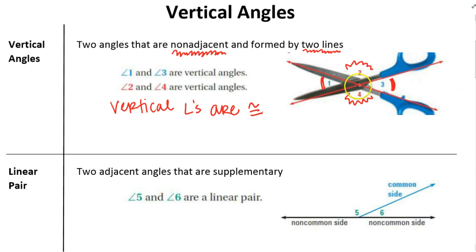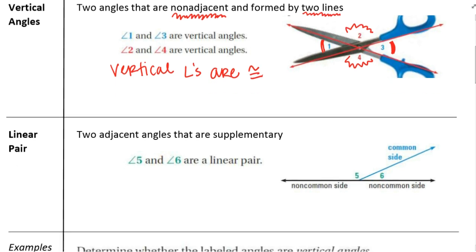Okay, so they are congruent to each other. They're across from each other. They usually look like they're in a big X like this. So with that being said, let's talk about this.